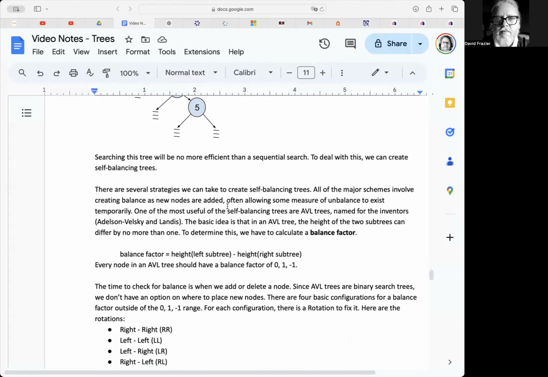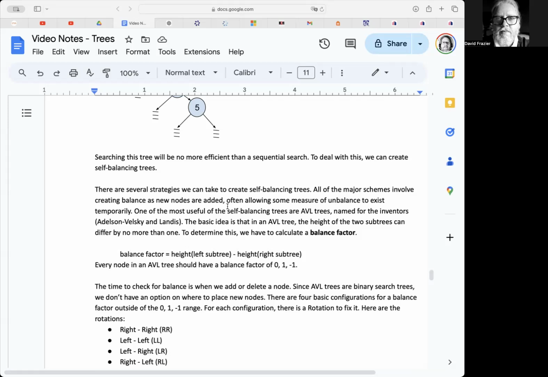It starts with the idea of a balance factor. Every node in an AVL tree has a balance factor, which is calculated by taking the height of the left subtree minus the height of the right subtree. By definition, every node in an AVL tree should have a balance factor of zero, which means it has the same number of left and right, or it can vary by one, which gives us a one and a negative one. So we're going to allow that much imbalance, and that makes sense because you have to have some imbalance.